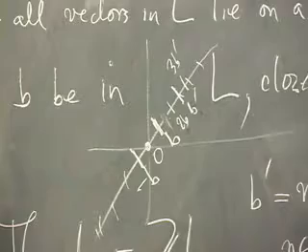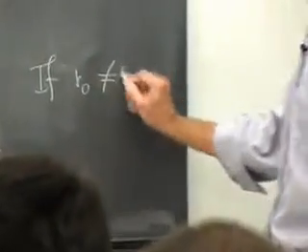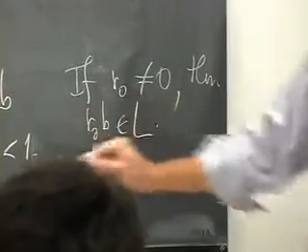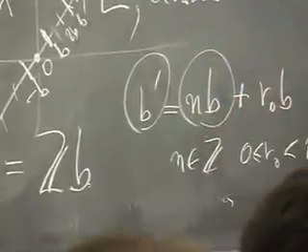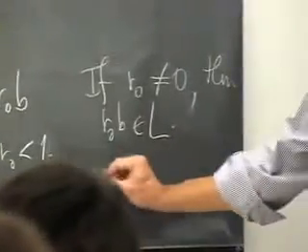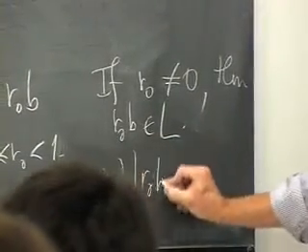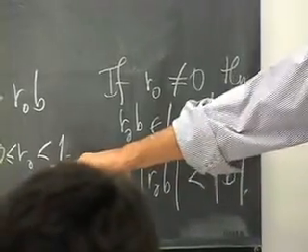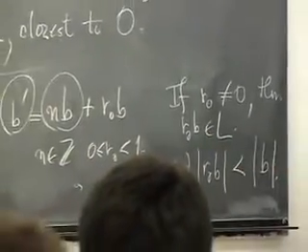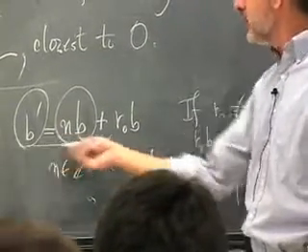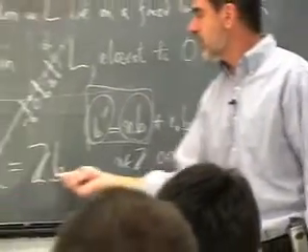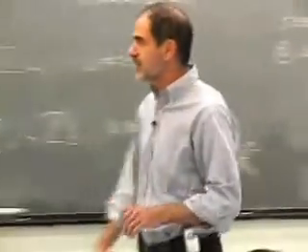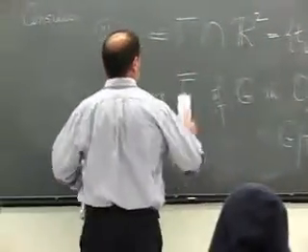Now, if R0 is not equal to 0, then R0 times B is in L, because this is in L and this is in L, and it would be shorter than B. Right? Because R0 is of length less than 1. Consequently, R0 has to be equal to 0, which says that everything in the lattice is a multiple of B. Namely, the lattice is just integer multiples of B. So we've seen that Euclidean algorithm argument a couple of times for cyclic groups.